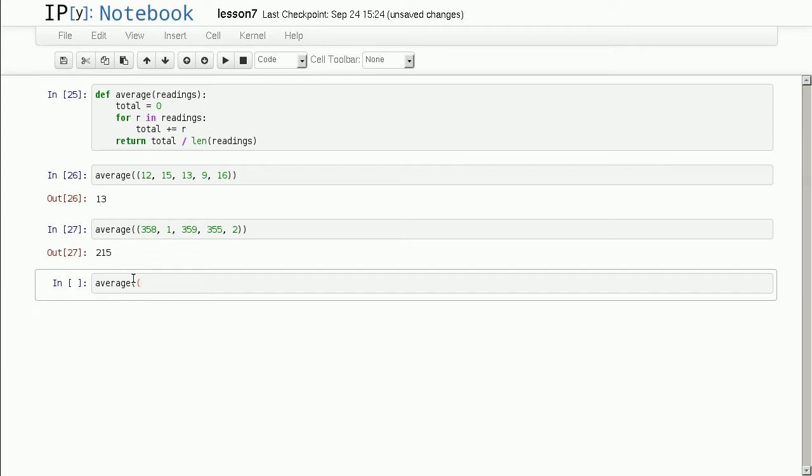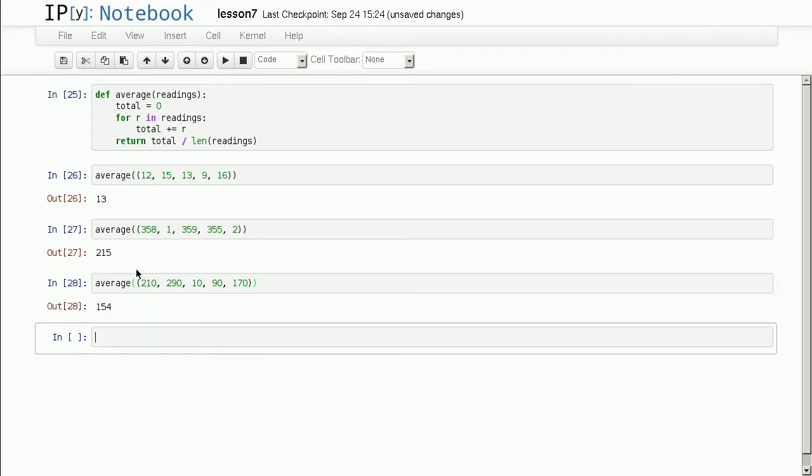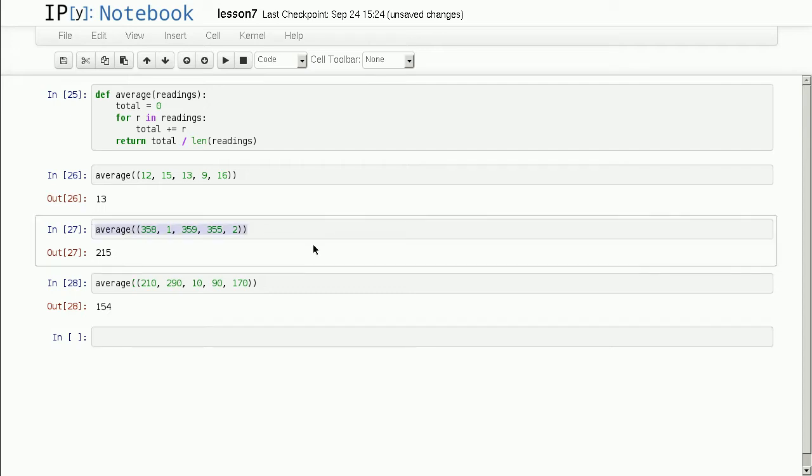Let's try the third one. The third set of numbers I asked you to try was 210 degrees, 290 degrees, 10 degrees, 90, and 170 degrees. And these are kind of all over the place. The result it gives us is 154. Off the top of my head, without doing some more math or drawing this out on a piece of paper, I can't really say how good a result that is. So we clearly have a problem here with this particular set of inputs.